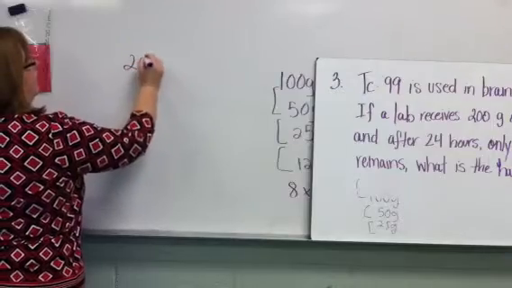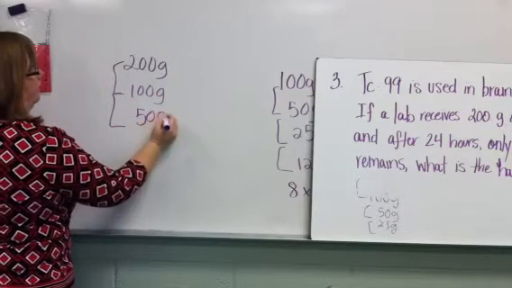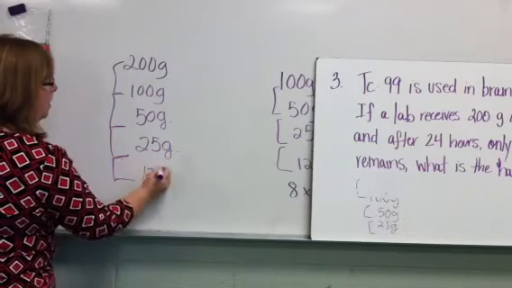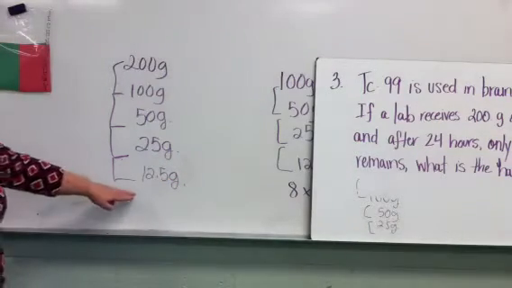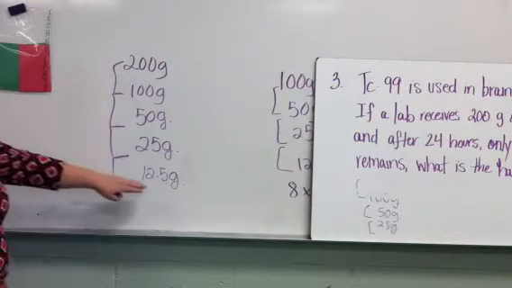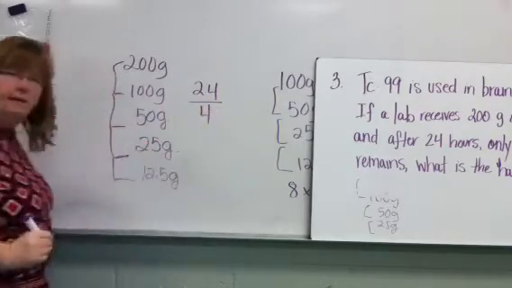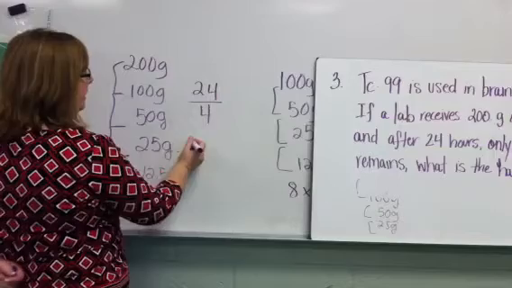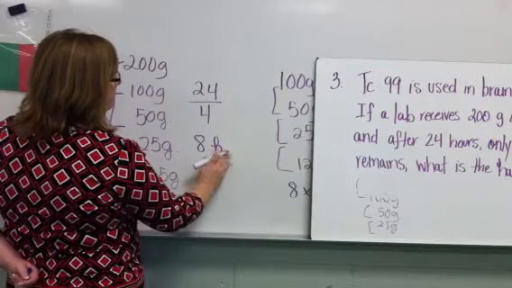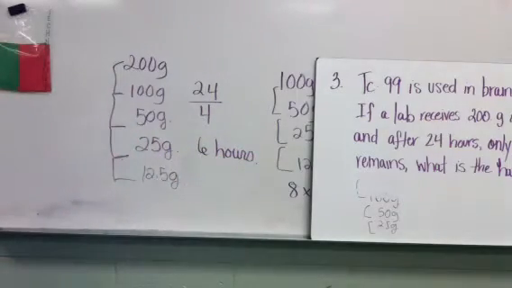I'll just write right here. You have 200 grams, 1 half-life, 100 grams. 2 half-lives, 50 grams. 3 half-lives, 25 grams. It would take 4 half-lives for us to get down to 12.5 grams. Well, it tells us that it took 24 hours to get down to 12.5 grams. So it took 24 hours to go through 4 half-lives. So what is the half-life of technetium-99? The answer is 6 hours, our half-life for this isotope.